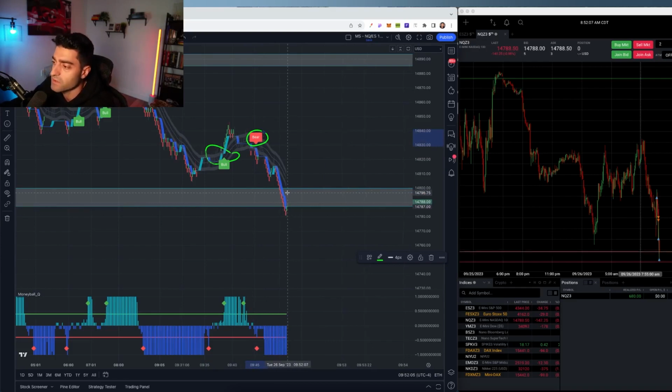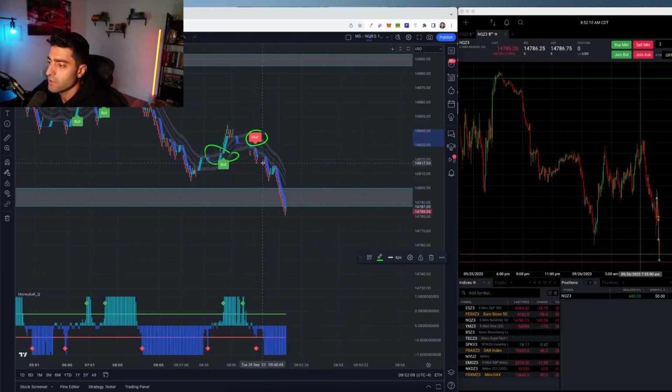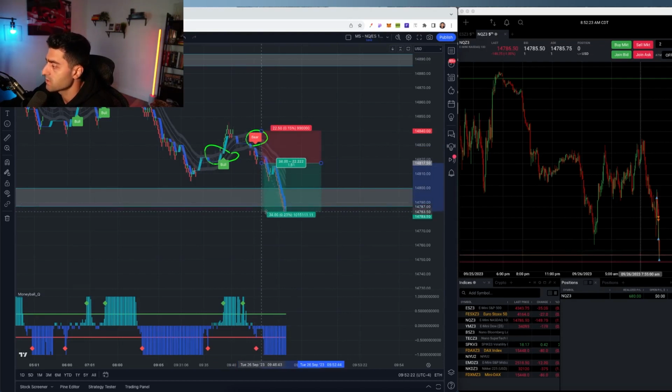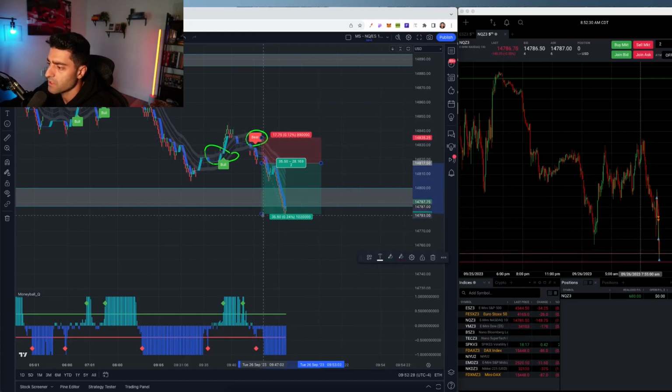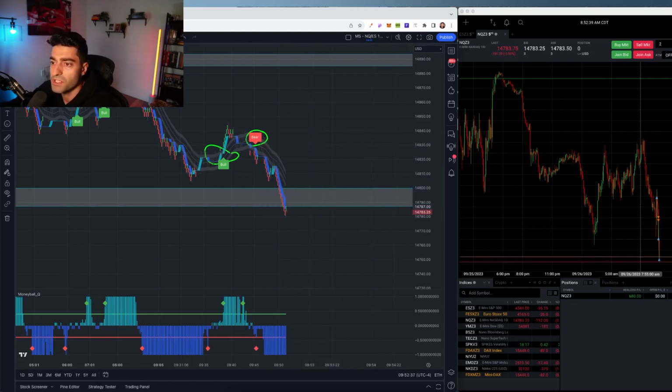This is why drawing these levels is so important. Got in here, shaved off profits once we got to 1-to-1, making a risk-free trade, and then ended up getting a very nice 2-to-1 here to bring us to plus, what is that, 680 on the day. Stops were right here. I think we got out just before 2-to-1. Yep. So plus 680 on the day. Very nice little 1-2 punch there.